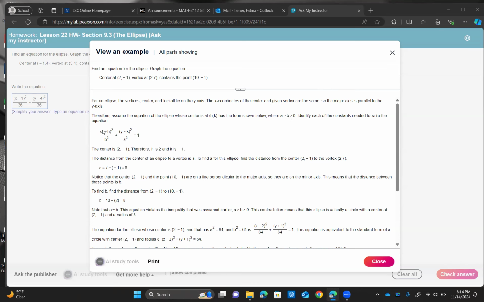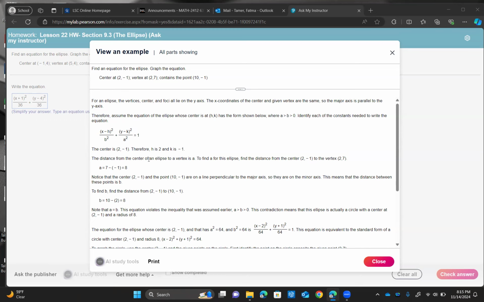We're going to look at the equation for the ellipse. For an ellipse where the major axis is parallel to the y-axis, the equation we need is (x minus h) squared over b squared plus (y minus k) squared over a squared is equal to 1. Here, h and k represent the center. The center is (2, negative 1), so h is 2 and k is negative 1.